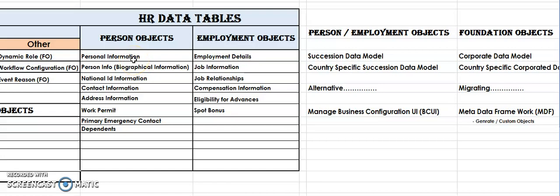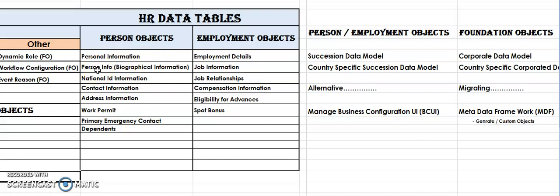Personal information, person info, that is nationality information, contact information, address information, work permit, primary emergency contact, dependents. These are all the objects which come under the person objects of HR data. Personal information is nothing but the first name and last name of a particular employee.